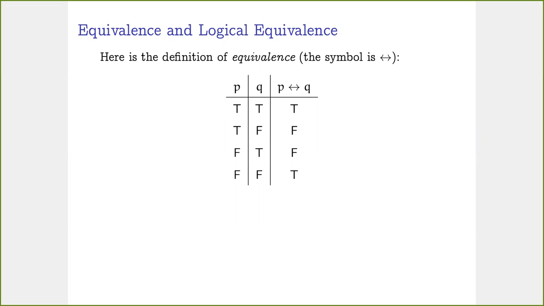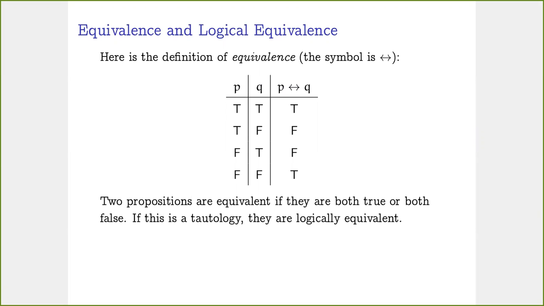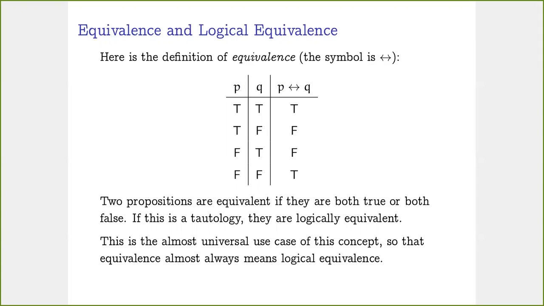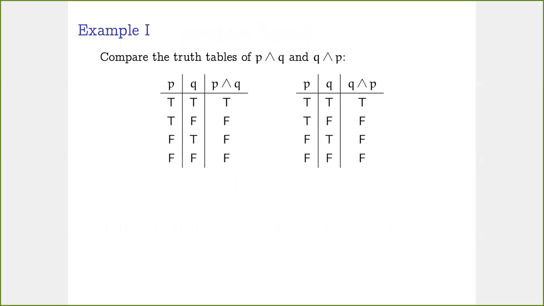If you follow down the truth values, you see it's only true when both P is true and Q is true, or when P is false and Q is false. So two propositions are equivalent if they are both true or both false. If this is a tautology, they are said to be logically equivalent. This is almost the universal use case of this concept, so that equivalence almost always means logical equivalence.